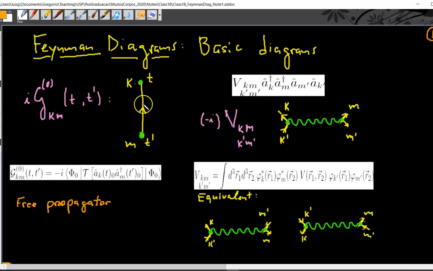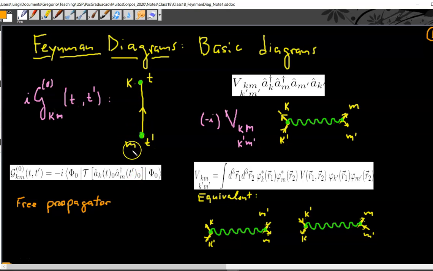And we represent it as a line, right? A line that represents a propagation. Propagation from where to where? The propagation from state m created at time t prime, right? So you're creating here over the ground state, m at time t prime. And you're destroying it at a different state, k, at time t. So this is kind of an amplitude for this process, right?